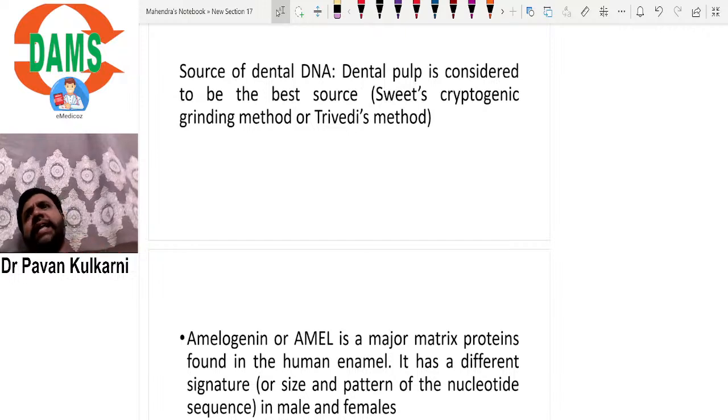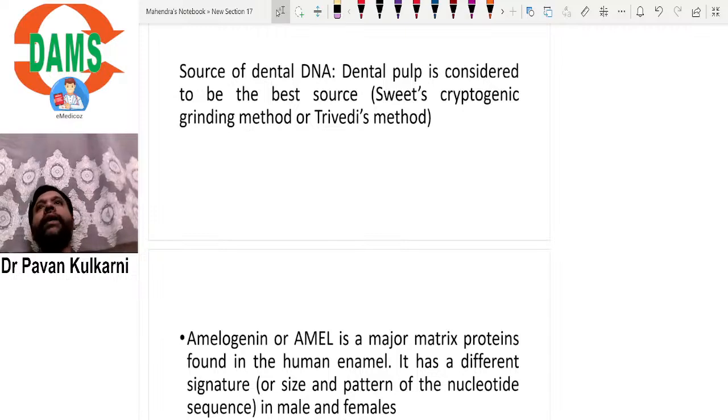Thereby then he later extracted the DNA from the pulp. So remember from this, what is happening? You are pulverizing the tooth. What do you mean by pulverizing the tooth? You are losing the morphological features of the tooth.